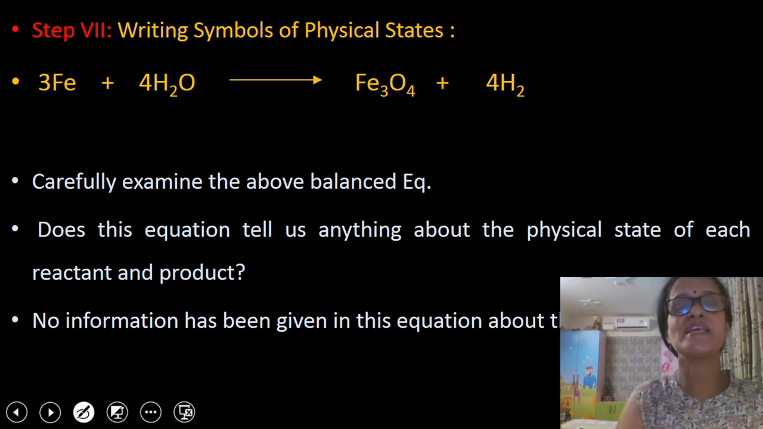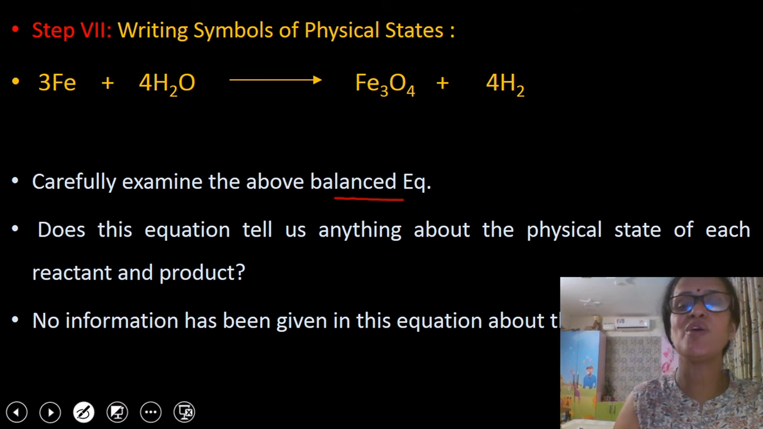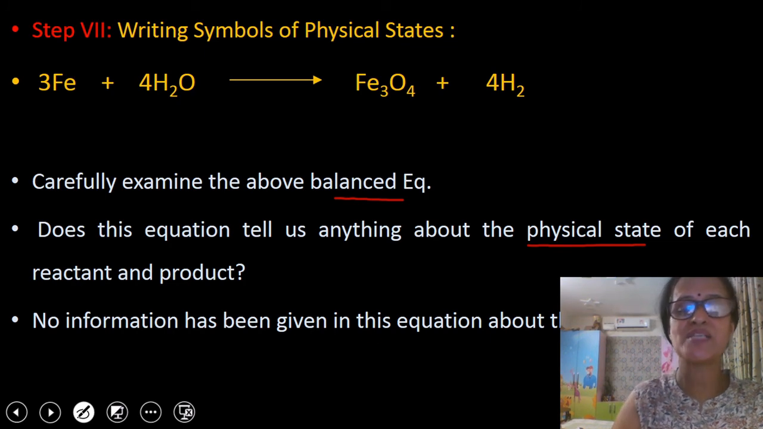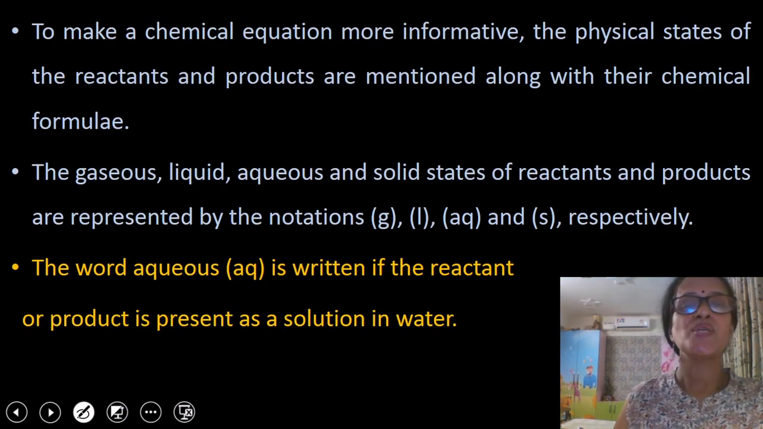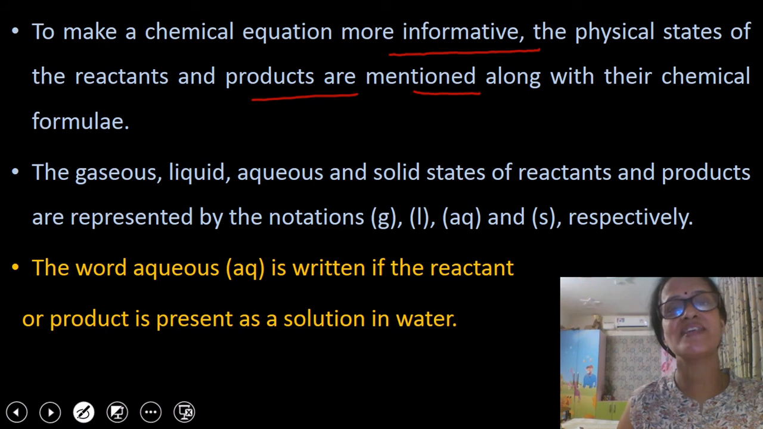Students, carefully examine the above balanced equation which we have balanced just now. Are you getting any information about the physical state of reactants and products? Definitely no. No information has been given in this equation about the physical state of reactants and products. To make a chemical equation more informative, the physical states of reactants and products are mentioned along with their chemical formulae.